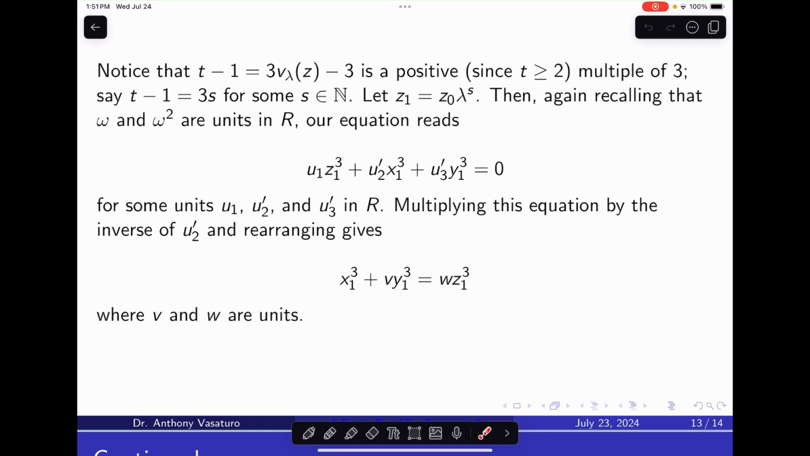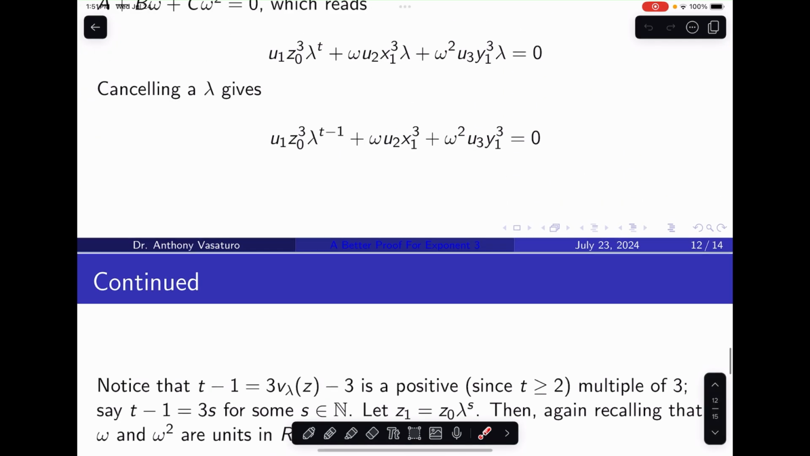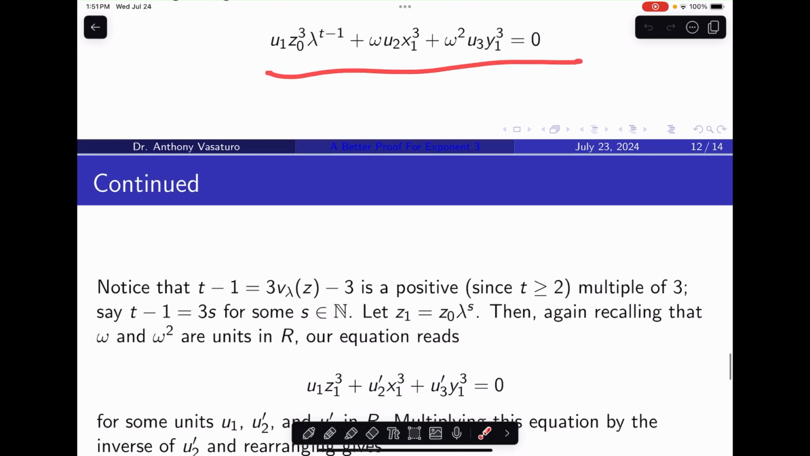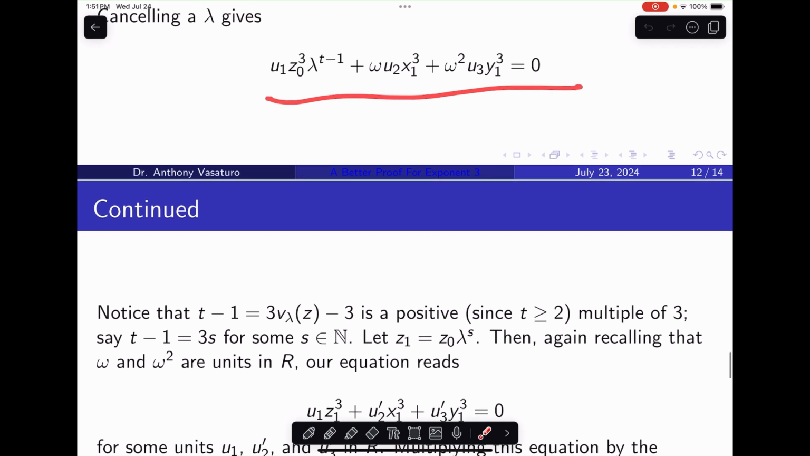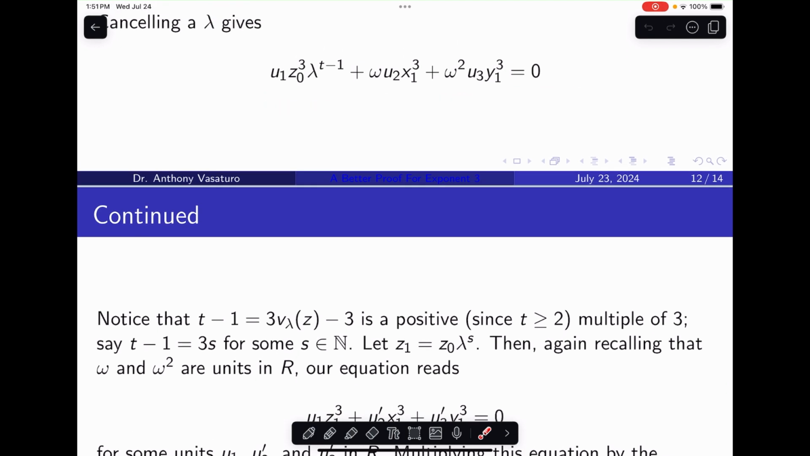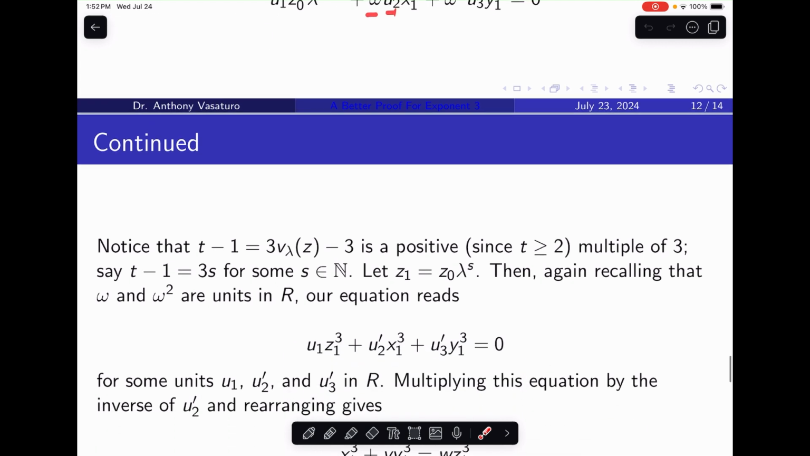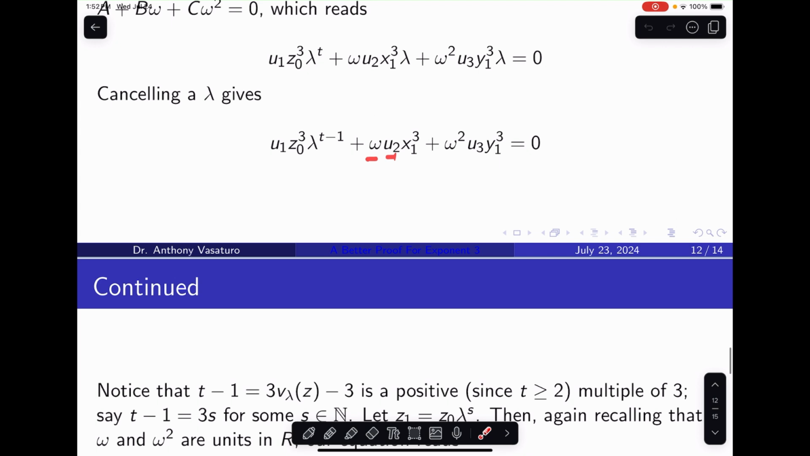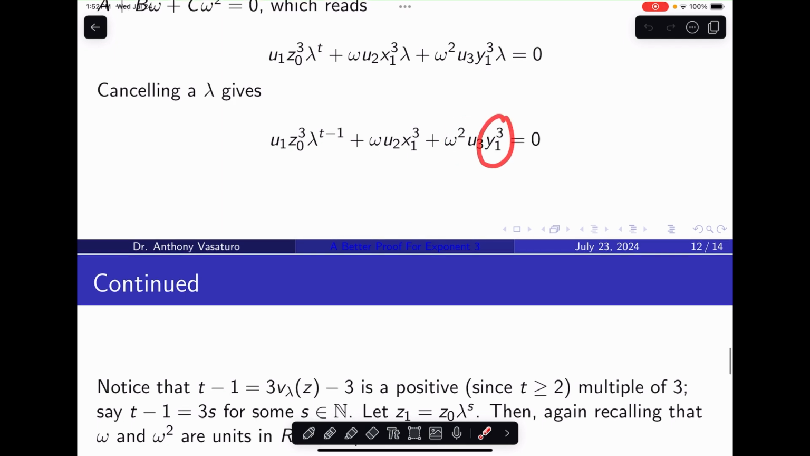Then again, recalling that omega and omega squared are units in R. I mean, omega squared is a unit because it's a product of units, right? Okay, I do need this equation. What does this read now? It reads u1 z1 cubed, okay? And then omega is a unit. So omega u2 can just be called u2 prime, and then we can leave x1 cubed alone. And then omega squared's a unit. So this here, omega squared u3, can just be called u3 prime, and we can leave the y1 cubed alone.